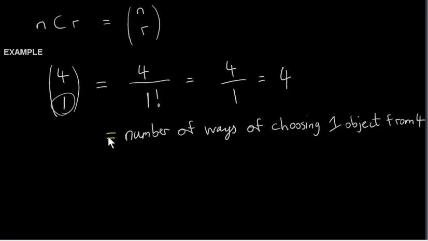And that makes sense, because the number of ways of choosing one object from 4 objects is obviously 4. So if we have, say, the 4 objects or the 4 letters A, B, C, and D, and we want to get the number of combinations of the 4 objects, taking one object at a time, well, we just have A, B, C, D. These are our 4 combinations. They're all distinct, of course.